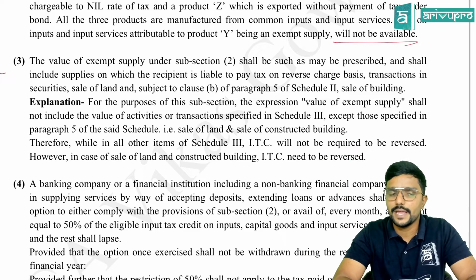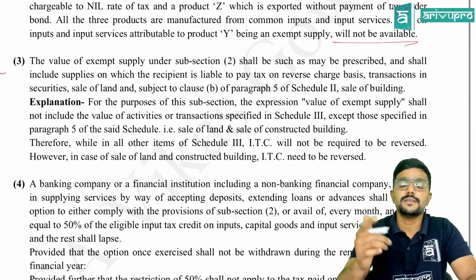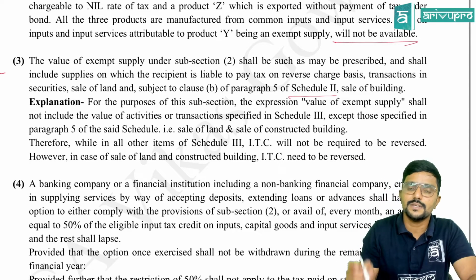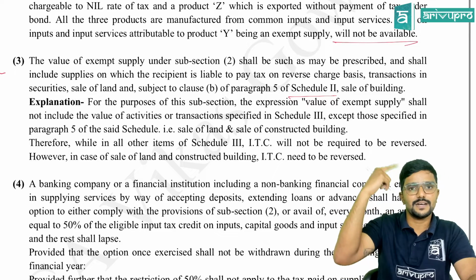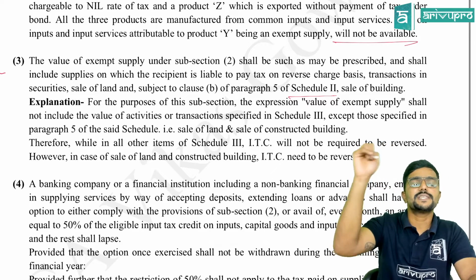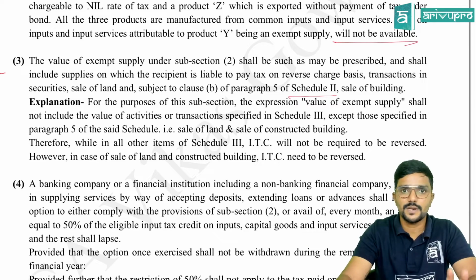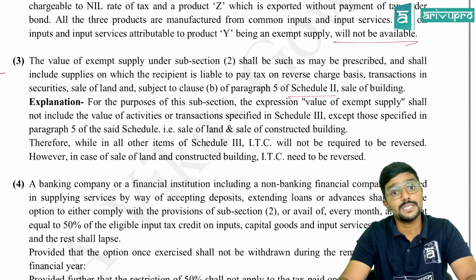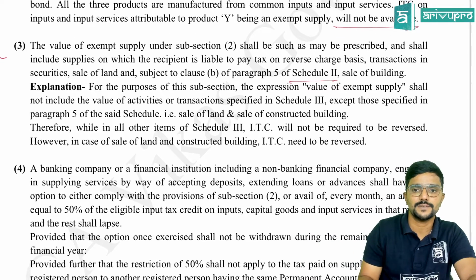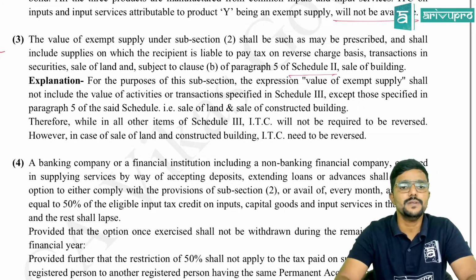Okay, sir. Explanation, because see, sir, why they are referred to schedule 2 is sale of pre-constructed building is covered in schedule 2, where it is treated as supply of services. They are not talking about that here. They are talking about constructed building, which is covered in negative list. Okay, explanation also is given.